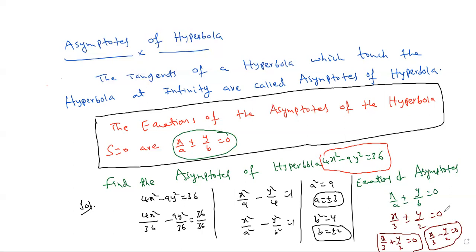Like this, you can write your answers. You can also simplify with LCM: 2x plus 3y equal to 0 and 2x minus 3y equal to 0. If you take LCM, what do you get? 2x plus 3y equals 0 is the first asymptote. 2x minus 3y equals 0 is the second asymptote. Okay. Very, very important.